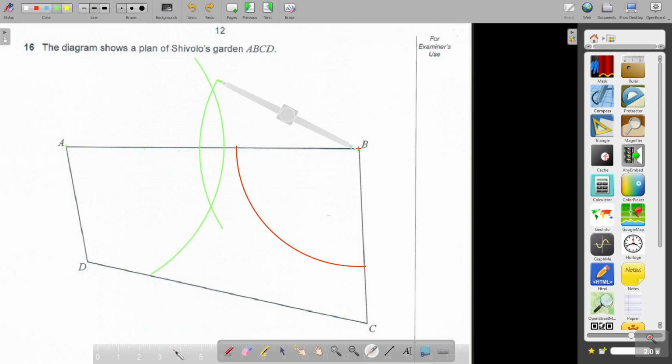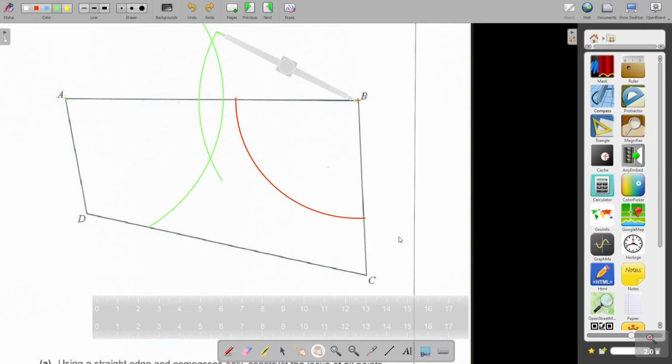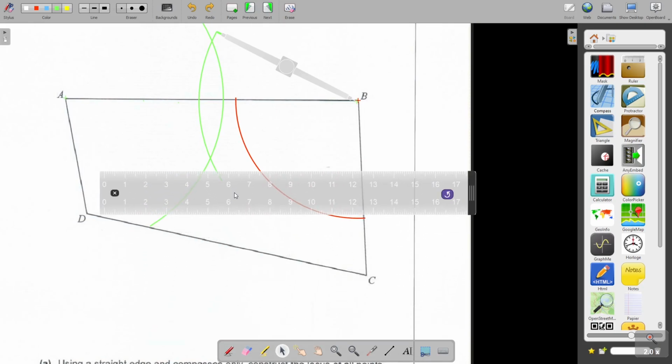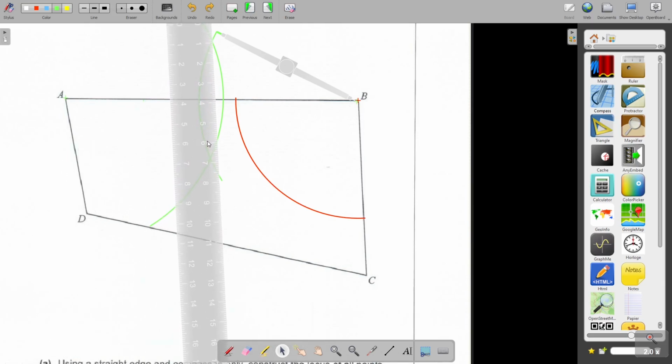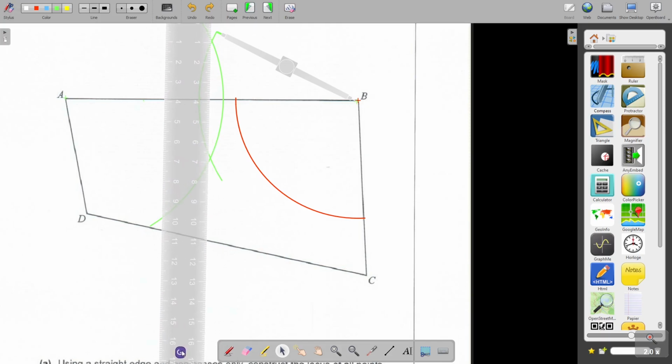So my ruler is coming into the picture again. Just want to move it up. There is my ruler, and I'm going to turn my ruler. I'm going to put it there and make sure it's on those lines. I must turn it until it's on the two points where they intersect. You see there.